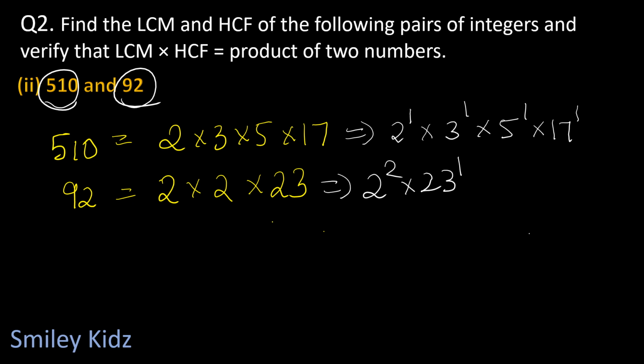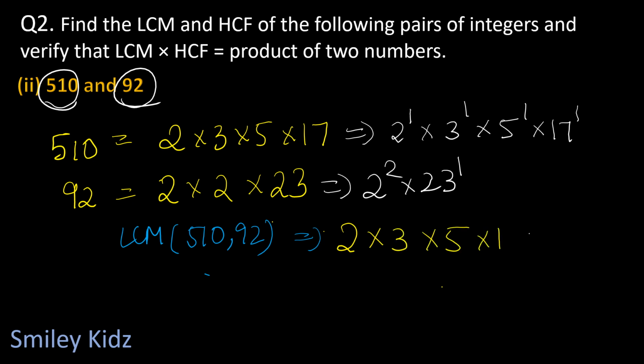Now what is the LCM of 510 and 92? So we have 2 times 3 times 5 times 17 times 23. Wait, it's not yet done. All these numbers are the numbers which are in the given two prime factorizations, isn't it? Remember that LCM always consists of all the numbers included in the prime factorization of both.